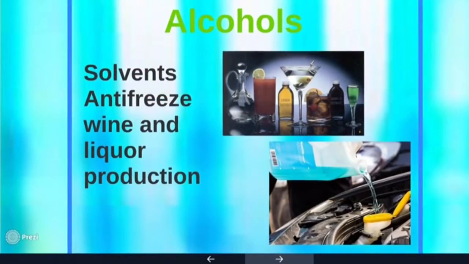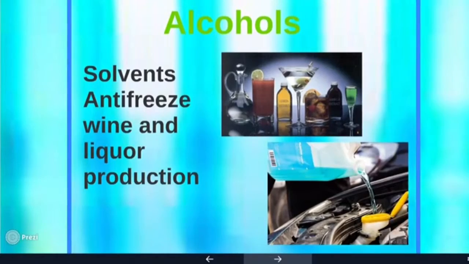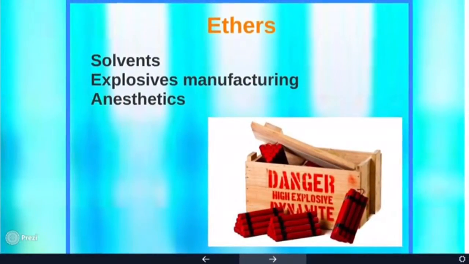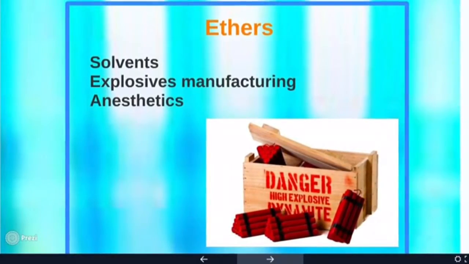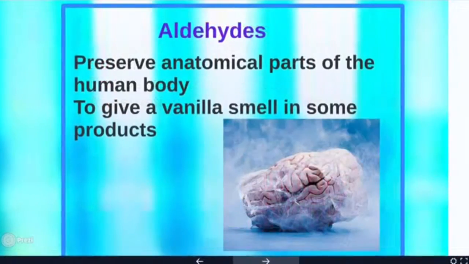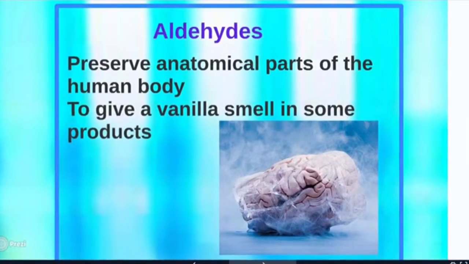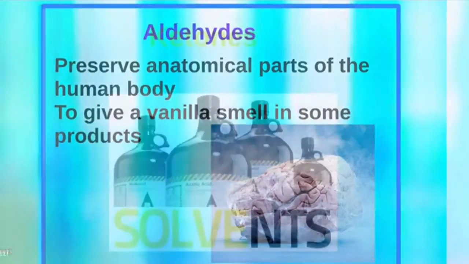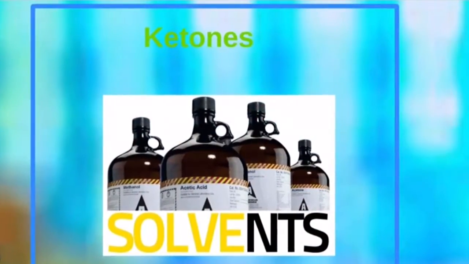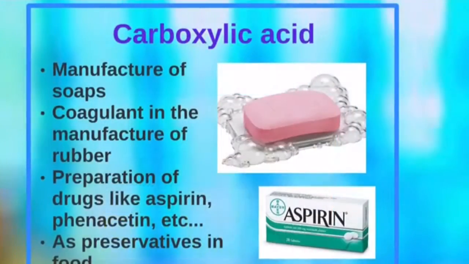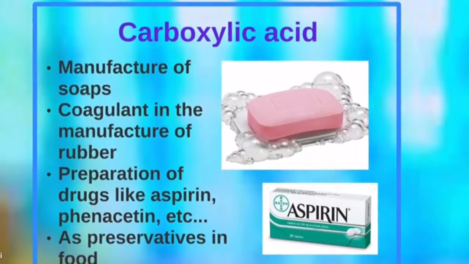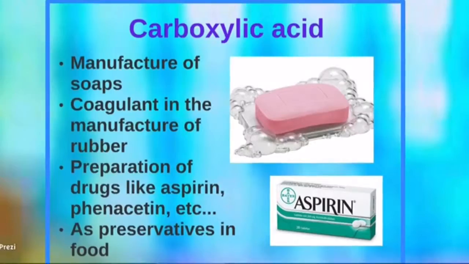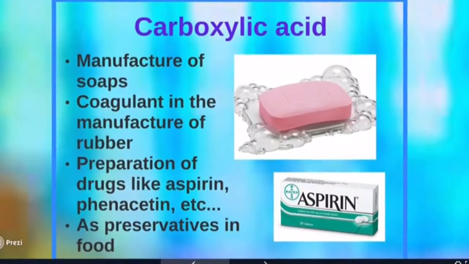Alcohols are used as solvents, antifreeze, and in wine and liquor production. Ethers are used as solvents, in explosive manufacturing, and as anesthetics. Aldehydes are used to preserve anatomical parts of the human body and to give a vanilla smell in some products. Ketones are only used as solvents. Carboxylic acids are used in the manufacture of soaps, as a coagulant in the manufacture of rubber, in the preparation of drugs like aspirin, and as preservatives in food.